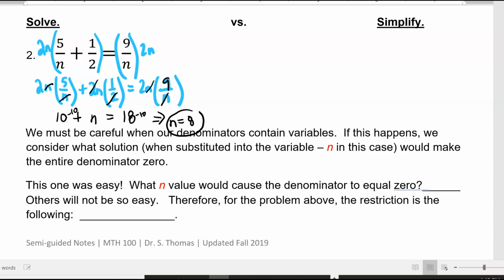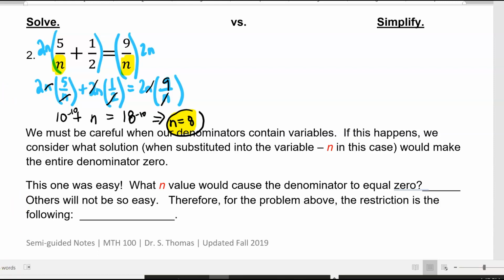Now, what we have to be careful about with problems like number 2 is that we have a variable in the denominator. When we have a variable in the denominator, we have to check to make sure that when we plug in 8 into that variable, we don't get undefined. We get undefined when our denominator is 0.